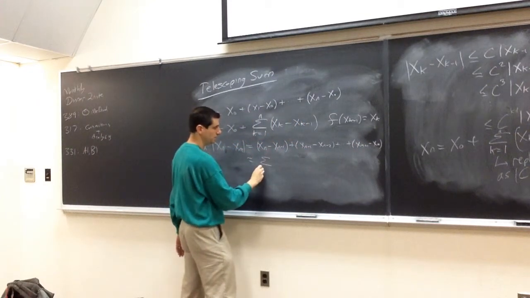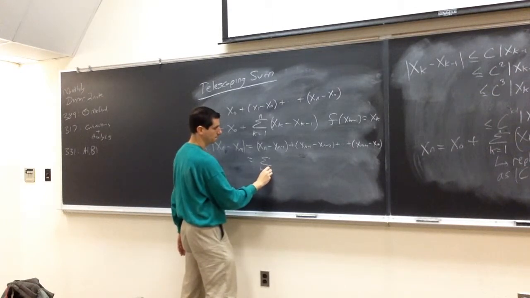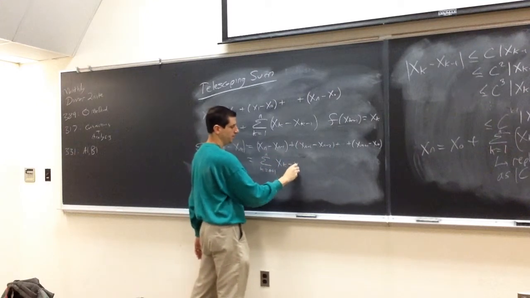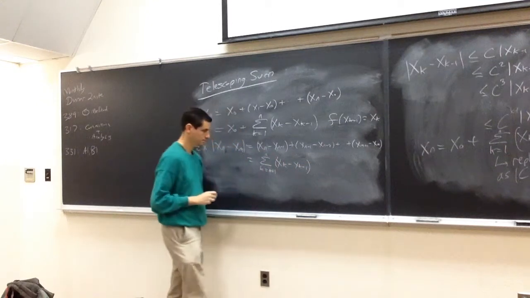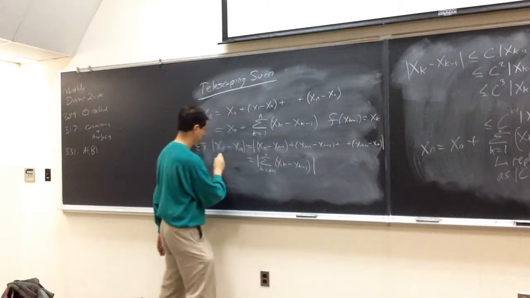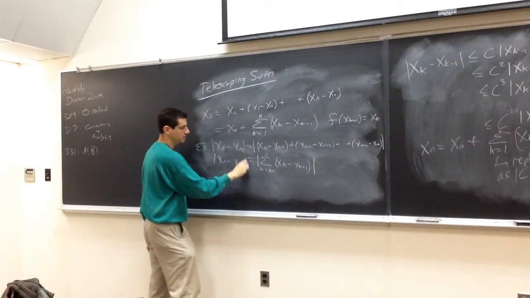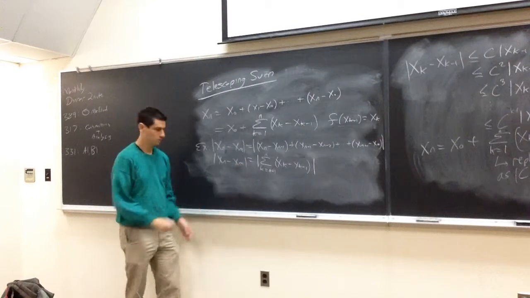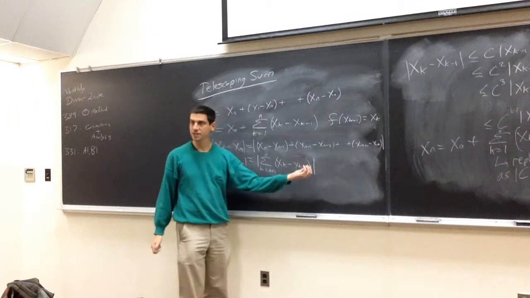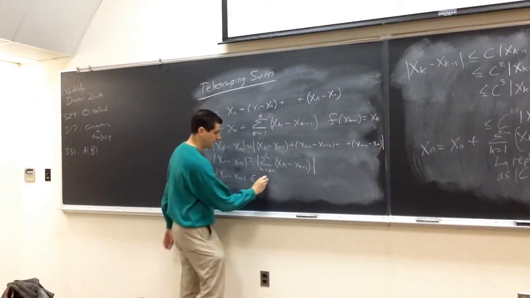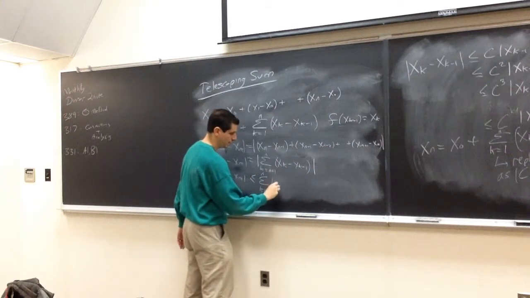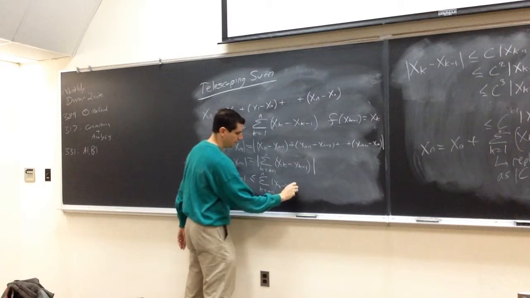So this would be a sum, k goes from m plus 1 to n of x_k minus x_{k-1}. And I have absolute values on the outside. So this is how far apart x_n and x_m are. Well, |x_n minus x_m| would be less than or equal to, I bring the absolute values inside, and I would have a sum, k goes from m plus 1 to n of |x_k minus x_{k-1}|.